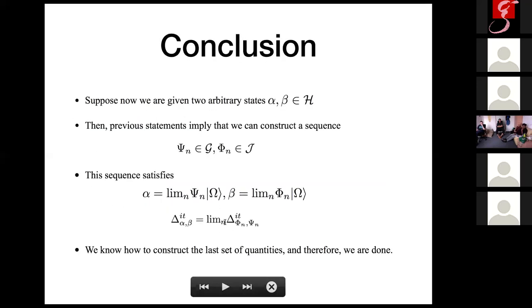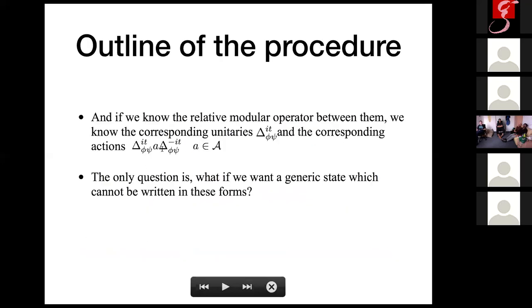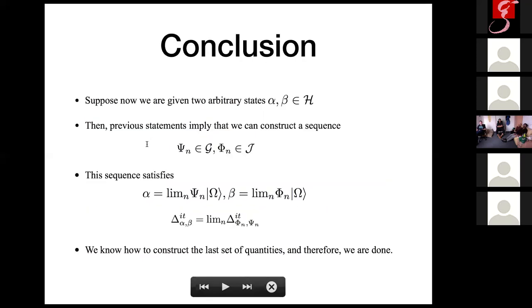And since we already know this, we can construct the limit. And in the limit, you will actually get the relative modular operator to the iT. Once you get that, you can use the cocycle theorem here to construct the modular flow of any state you want. So that is the basic thing that's happening here.